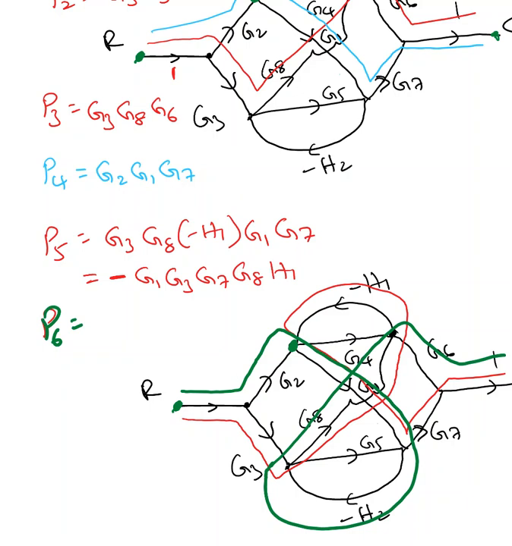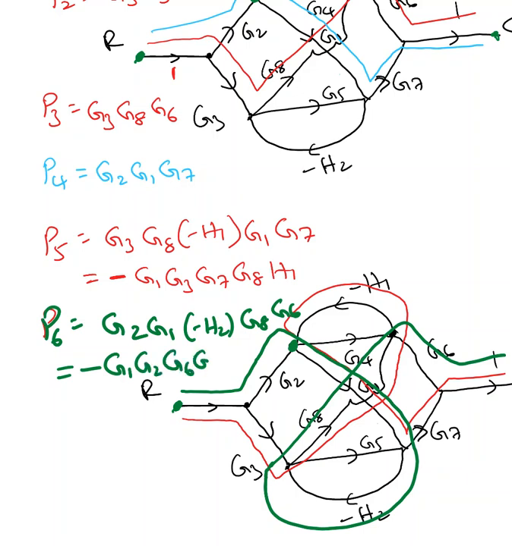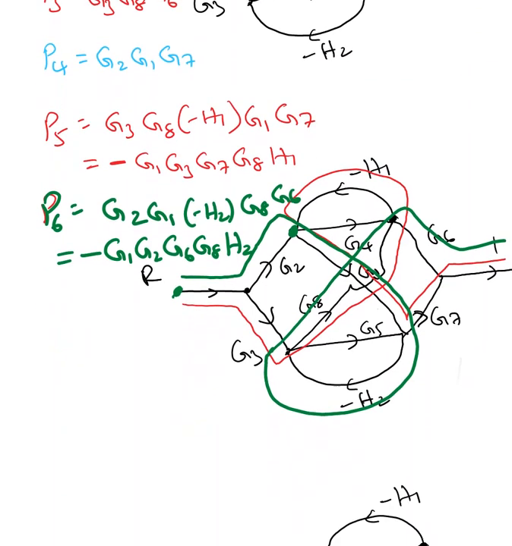So P6 equals, let me write it down, G2, G1, I believe, G1 minus H2, G8 and G6. So if I simplify this, it's going to be minus G1, G2, G6, G8, H2. These are the 6 paths. Once we have 6 paths, then I'm going to find the loops.